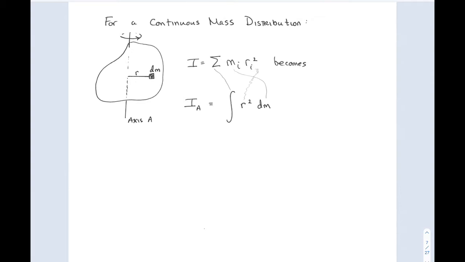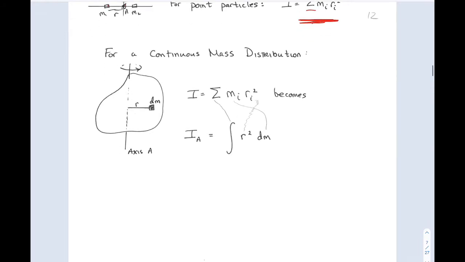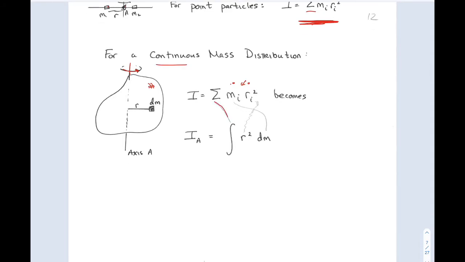Now, for a continuous mass distribution, we're going to make the connection that instead of point particles, I have some odd shape, and I want to rotate it about that axis. So this was for point particles. We're going to make the connection between the discrete world of point particles and a continuous mass distribution like this weird-looking potato. So instead of summing over each point mass, I'm integrating over the mass distribution.